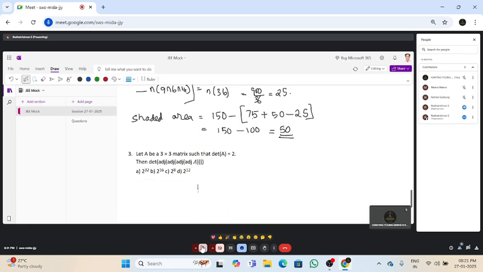Let A be a 3 by 3 matrix such that det of A is 2. Then det of adj A equal to what? So what is det of adj A first? This formula is given in your book.